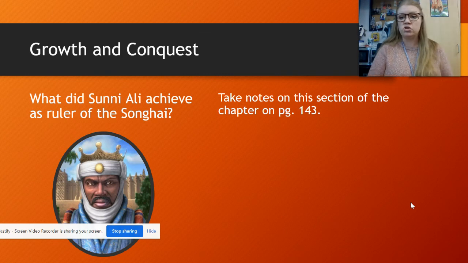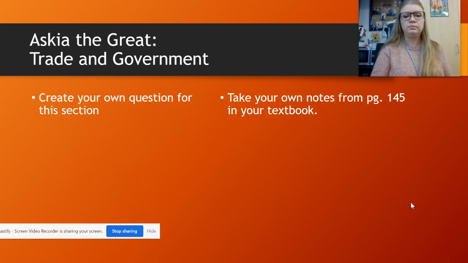So for this next section, you're actually going to read page 143 in the book on your own. The question you want to make sure you answer in your notes is, what did Sunni Ali, and this is from your key terms from yesterday, what did Sunni Ali achieve as the ruler of Songhai? So you want to make sure when you're taking notes on your Cornell notes that you're answering that specific question.